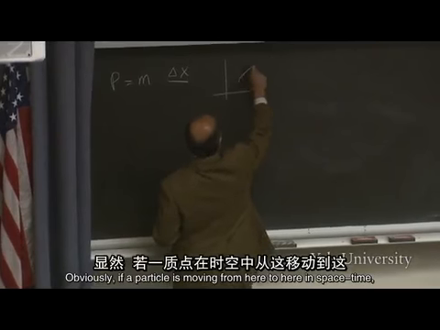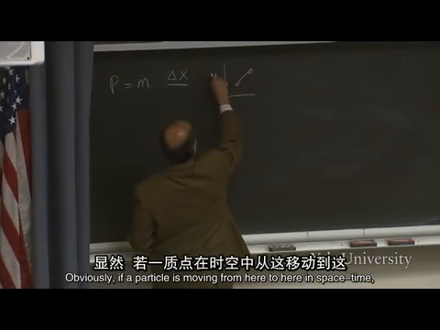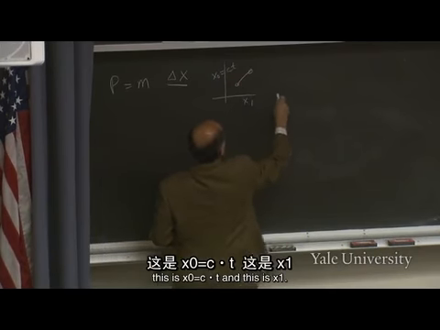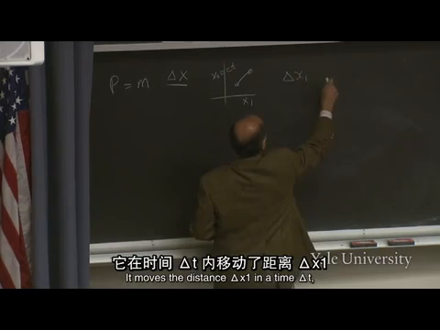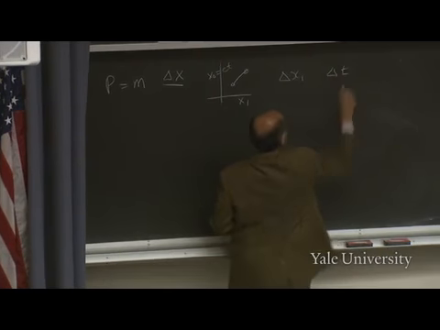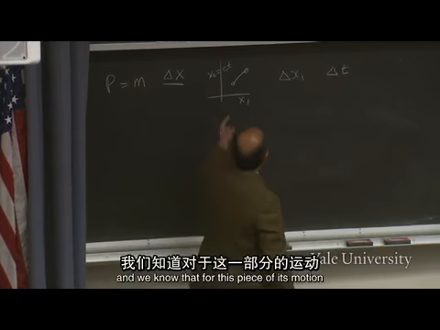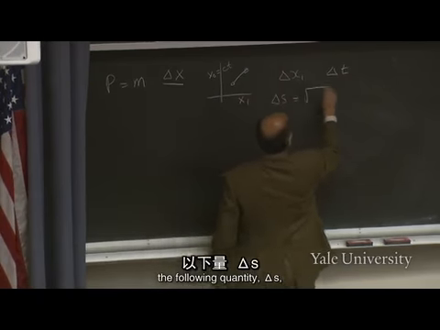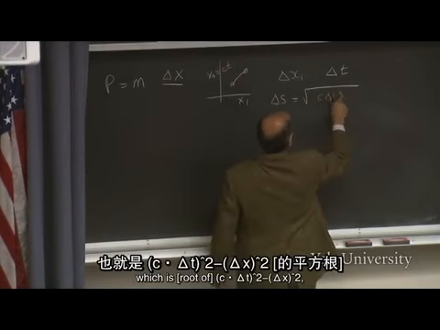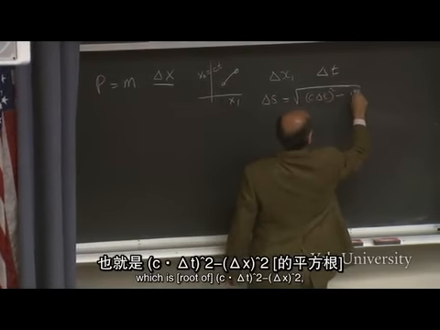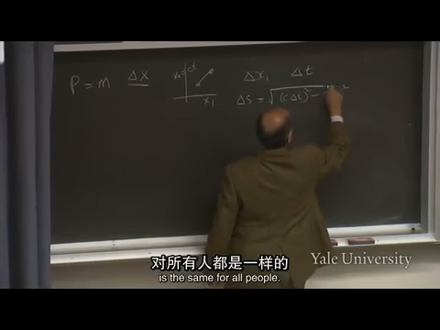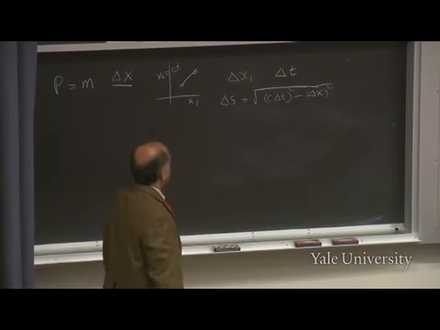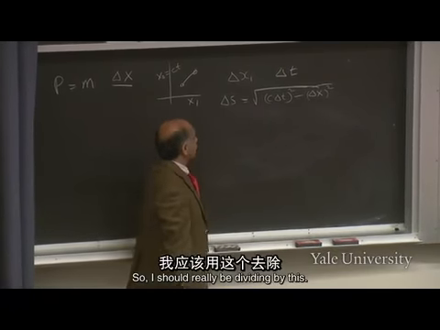Obviously, if a particle is moving from here to here in space-time, this is x0 equal to ct, and this is x1. It moves the distance delta x1 in a time delta t. And we know that for this piece of its motion, the following quantity, delta s, which is c delta t squared minus delta x squared, is the same for all people. So I should really be dividing by this.